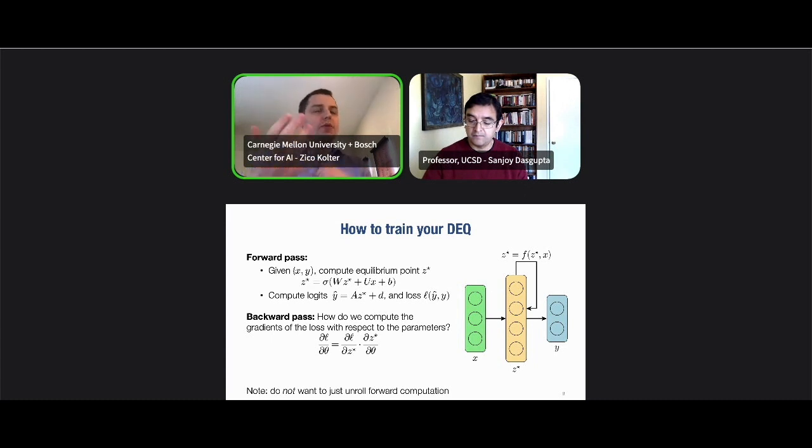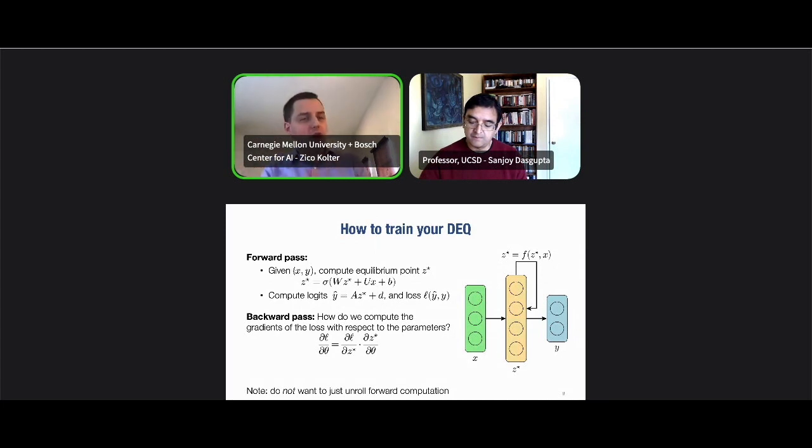So given some new input, say an XY pair, that you want to try to fit your network to. Of course, you'd have a training set in reality and do mini batches. The first step is to actually compute the equilibrium point. So this is the forward pass of the network. You compute the equilibrium point, and in our case, we compute it using Broyden's method. This is a nonlinear root finding technique that lets us directly find that equilibrium point.